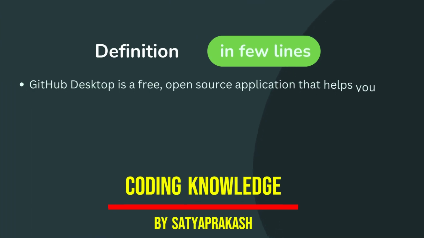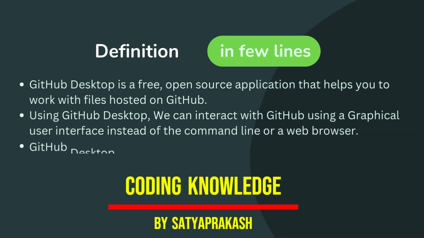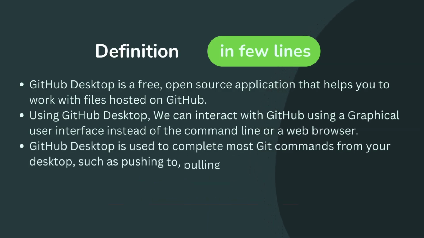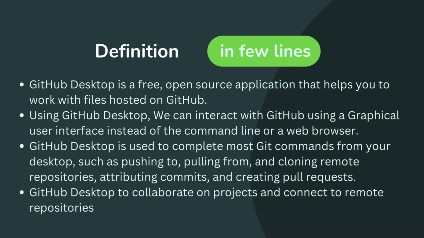GitHub Desktop is a free, open-source application that helps you to work with files hosted on GitHub or other Git hosting services. Using GitHub Desktop, we can interact with GitHub using a graphical user interface instead of the command line or a web browser. GitHub Desktop is used to complete most Git commands from your desktop, such as pushing to, pulling from, and cloning remote repositories, attributing commits, and creating pull requests. Use GitHub Desktop to collaborate on projects and connect to remote repositories.